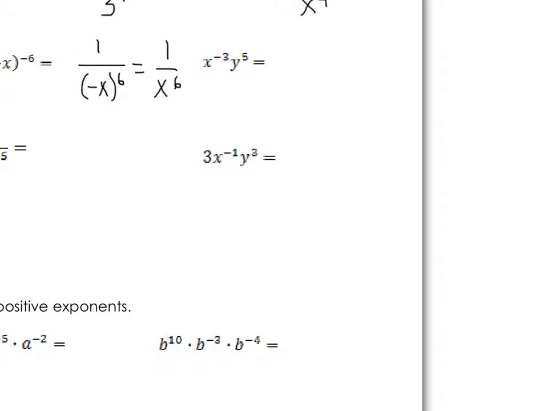X to the negative 3, y to the 5th. The y is perfectly happy where it is. It's in the numerator. The x is not. Take it to the denominator, and then it will become happy too. Once you get the base to the right location, the exponent is positive.